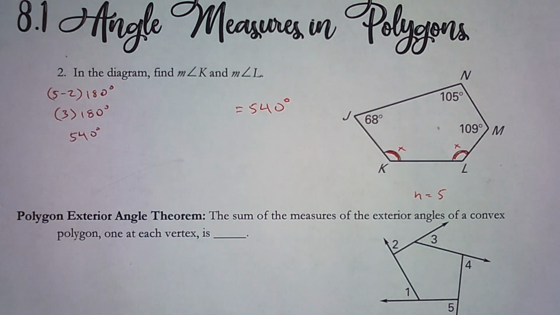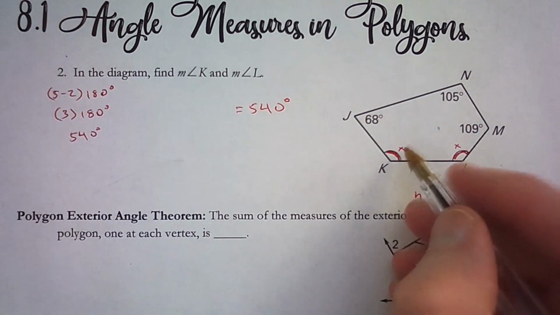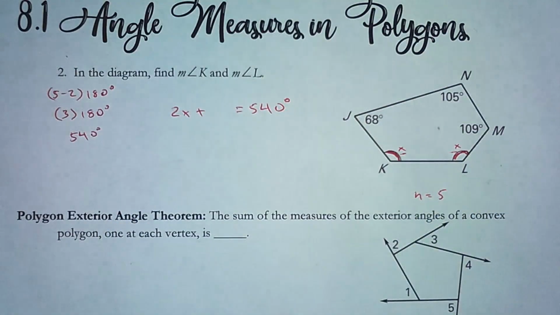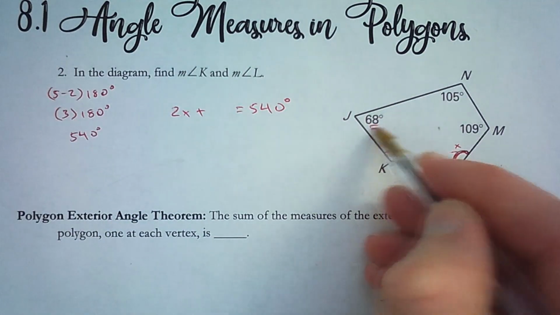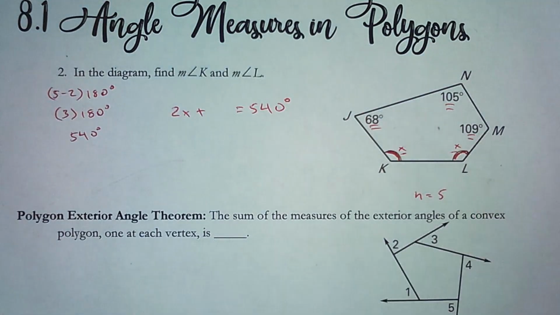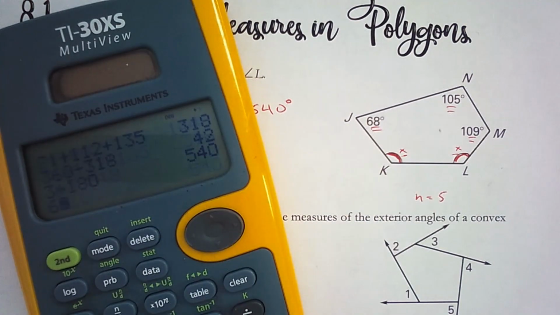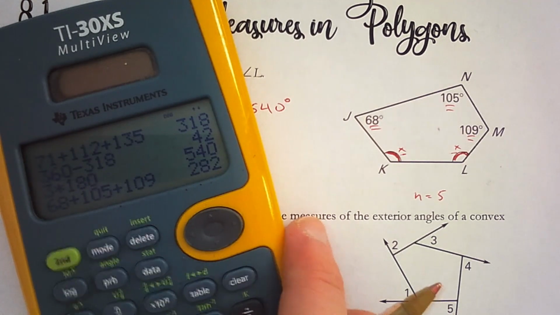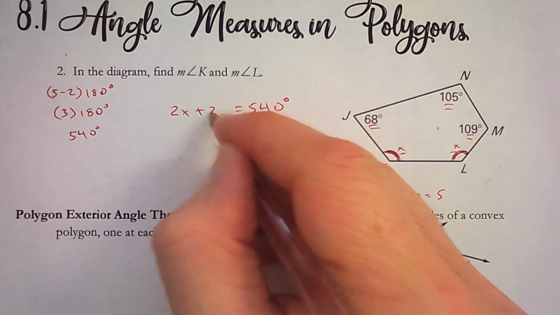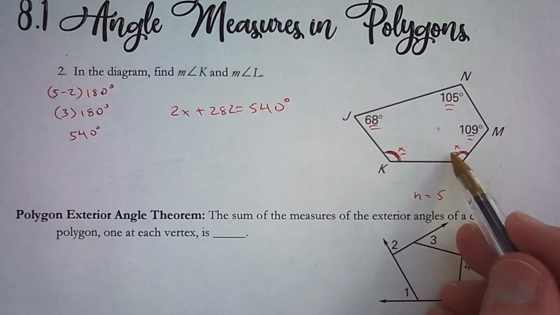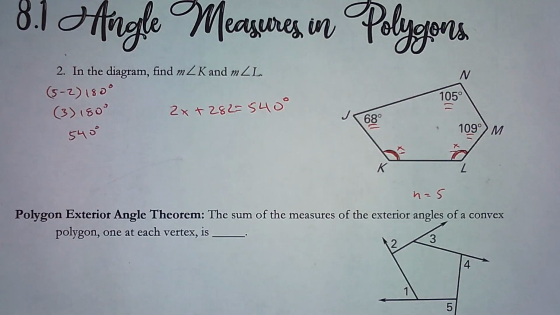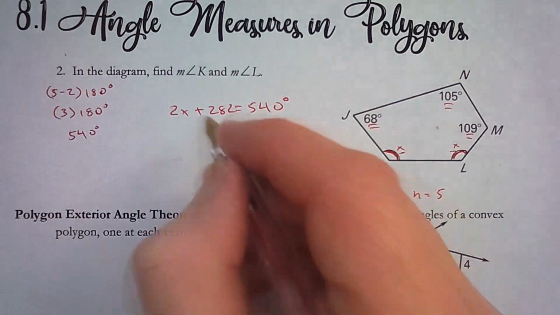So I know that this will be a total of 540 degrees. Okay, now before I write the equation, let's actually just combine our like terms. I've got x and x, so that's 2x. And then I've got 68, 105, and 109. 68 plus 105 plus 109 is 282. So 2x plus 282 gives me a total of 540 degrees in this pentagon.